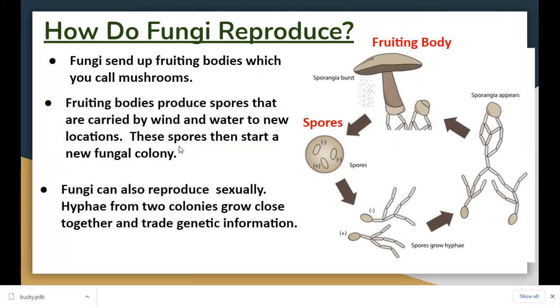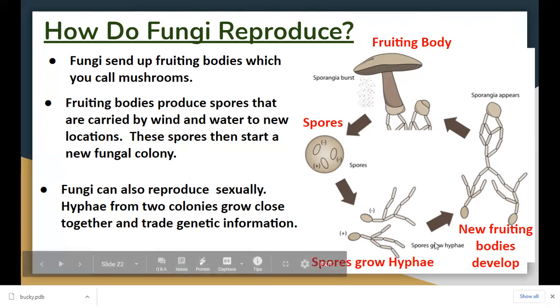The fungi can also reproduce sexually. So if the hyphae from two colonies grow close together, they will trade genetic information. There's the spores that grow hyphae to get together. And then you have another genetic information shared. And then new fruiting bodies will develop, and then you go back to the beginning where you have the fruiting body again, and then more spores, more hyphae, new fruiting bodies, etc., in a big circle. So that's how they reproduce.